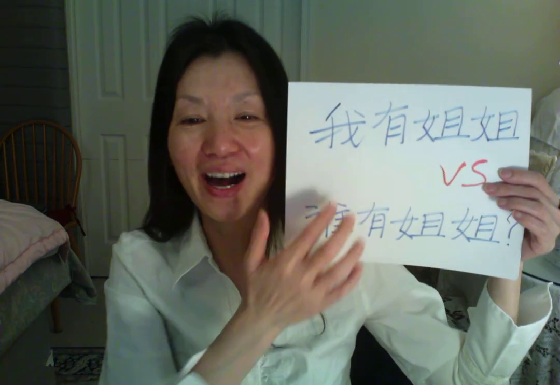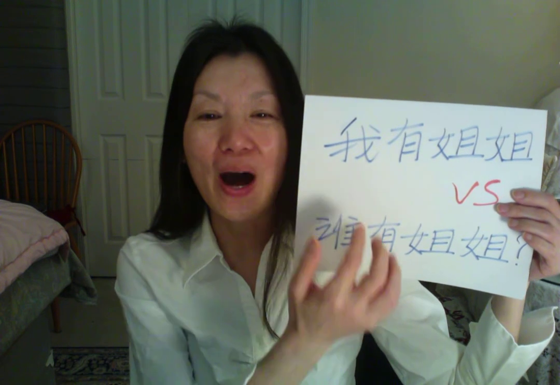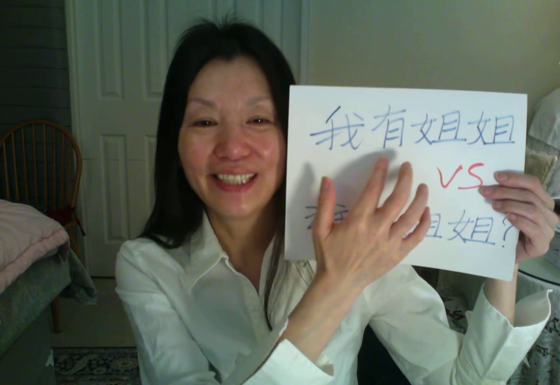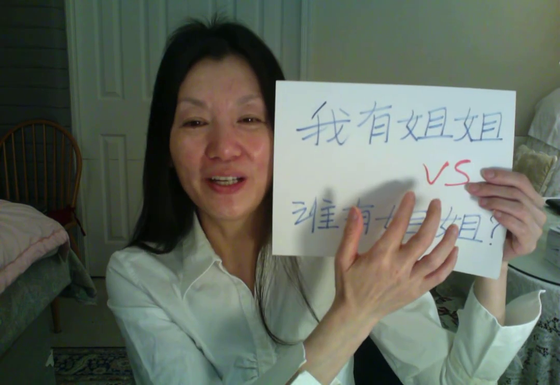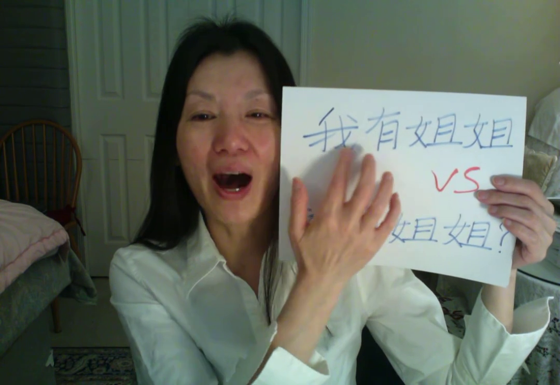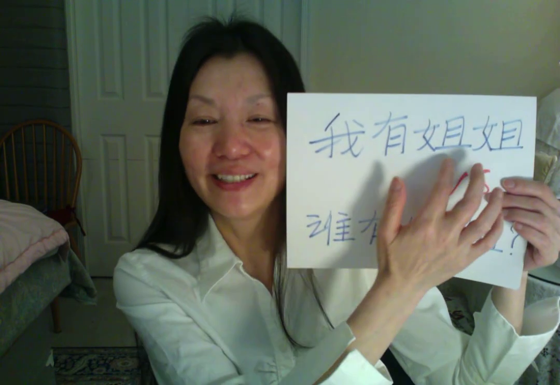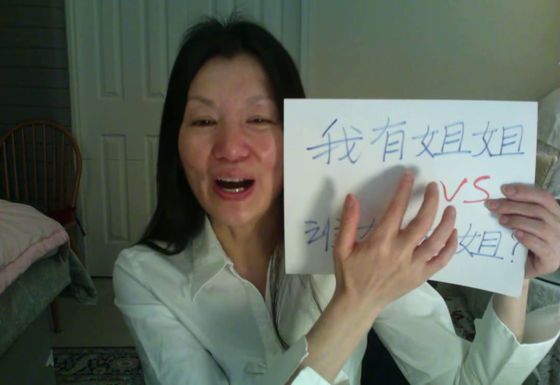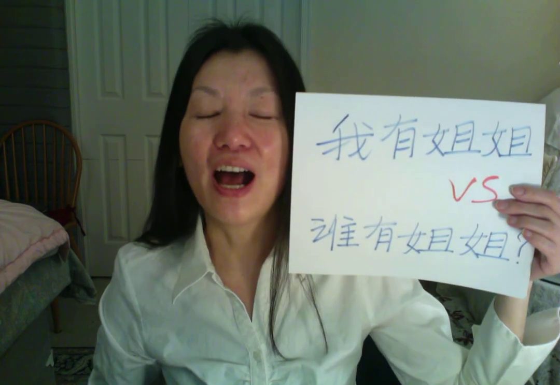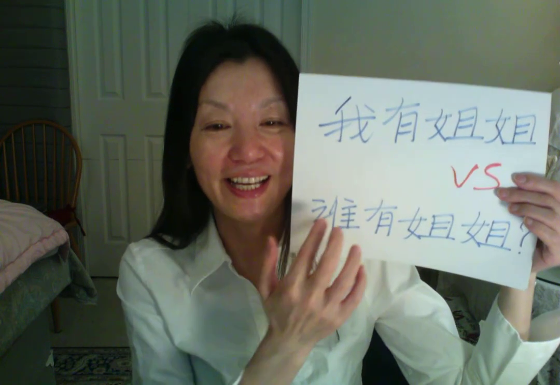我, remember that here? 我, I or me? 我有, you see it here? 有, okay. 有 is to have. 姐姐, older sister. 我有, I have. 我有姐姐, I have older sister. 我有姐姐, your turn. Okay.